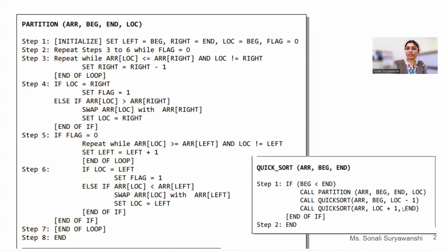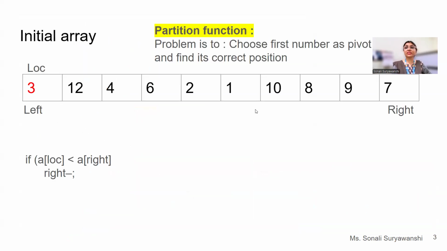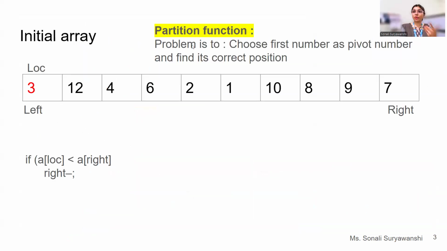Now let us understand it with a proper problem. So let's say this is an original array, and you see here, our problem here is to perform that partition. So as I mentioned earlier, partition is a pivot element which you have to find, for which we have to find a correct position.